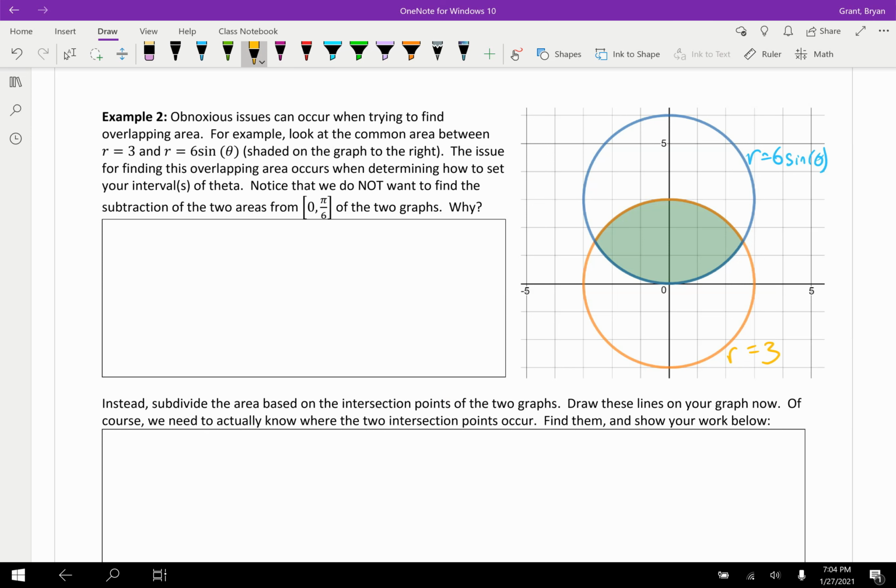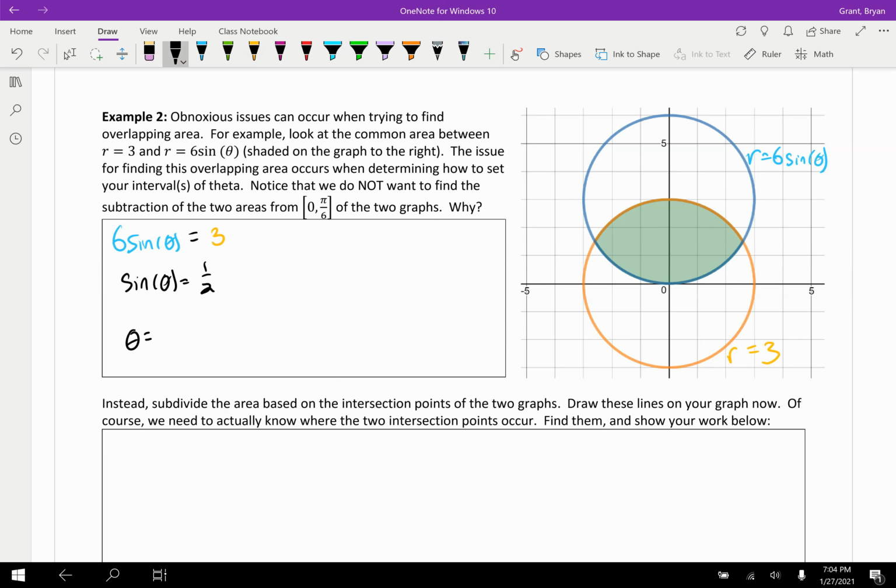Well, let's approach it the same way we did last time. So let's discuss why what we did last time would be incorrect, but we'll go through the same process. It could be important. So 6 sine of theta, we're going to set that equal to 3. Solution-wise, sine of theta equals 1/2.